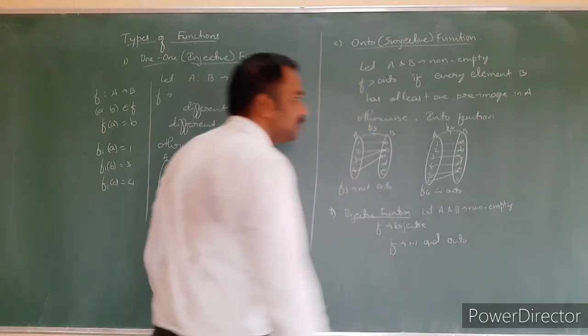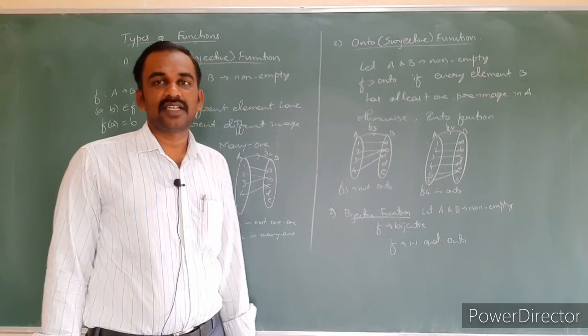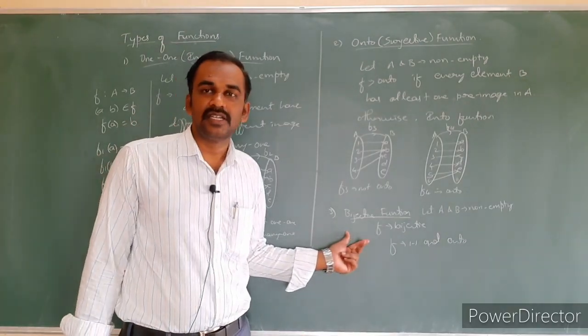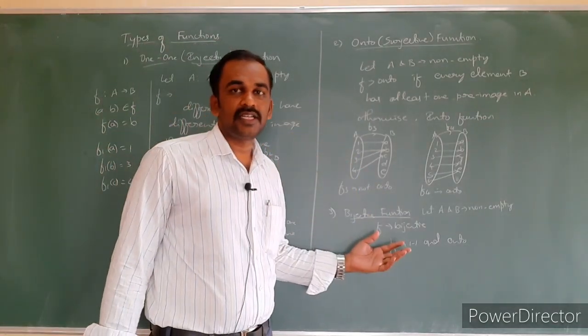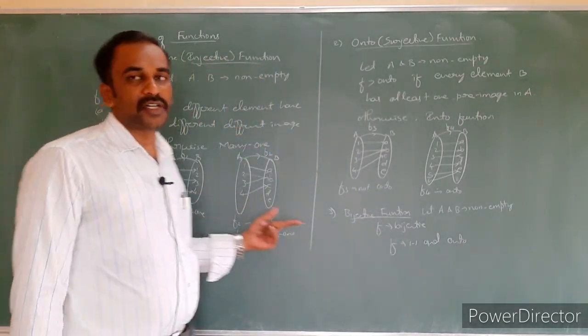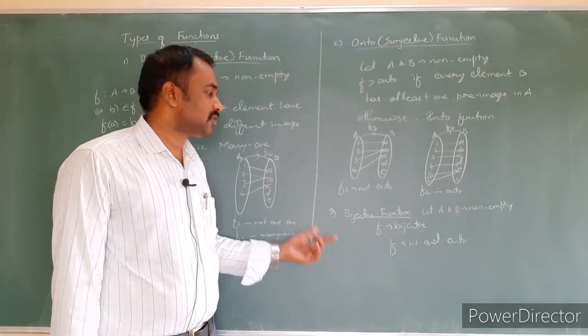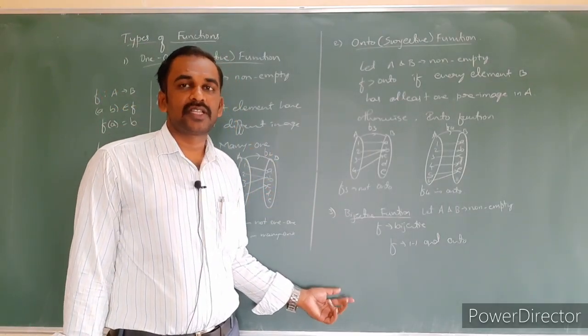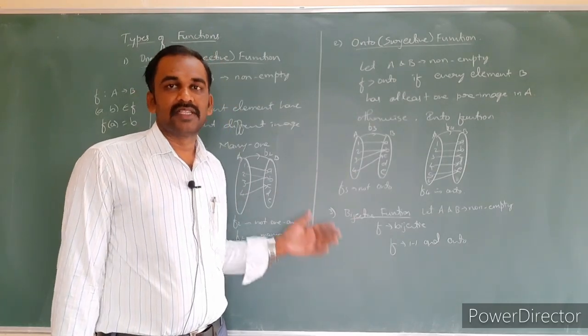Suppose the function satisfies both conditions: one-one is there as well as onto is there. In such a case, we can say that the given function is a bijective function. So these are the three types of functions, very important from the examination point of view. They will ask a 5 marks question, giving one function and asking whether it is bijective or not. So remember the definition very clearly.